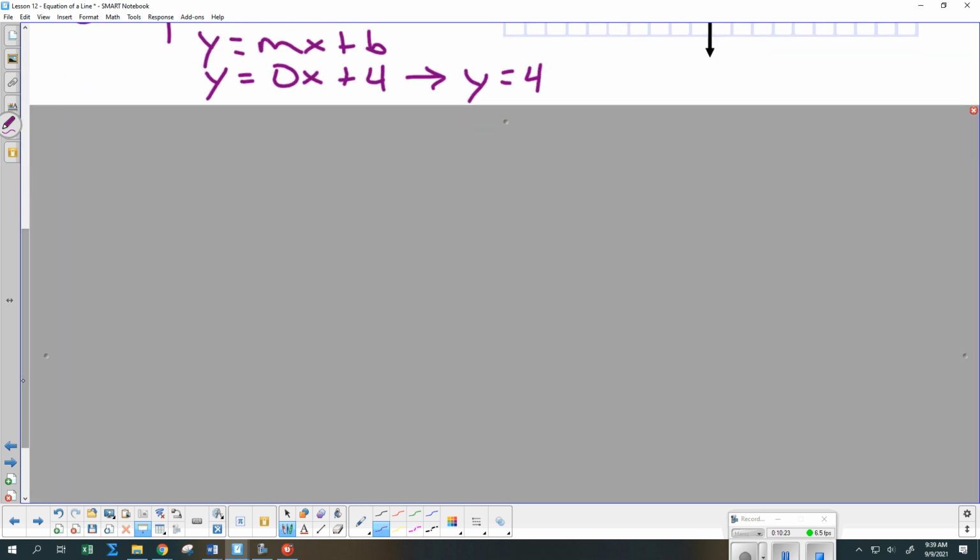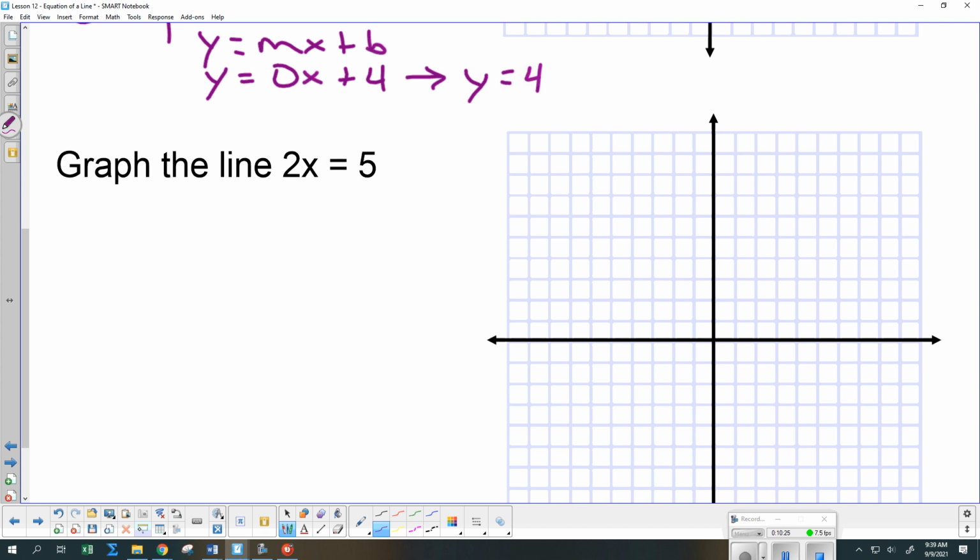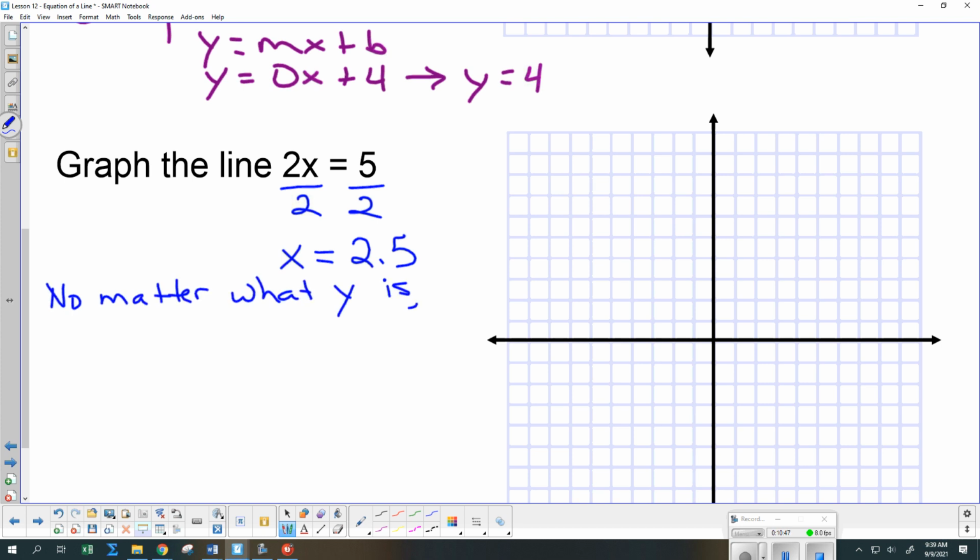Another special case. This time 2x equals 5. So this time I don't have a y in there, so I divide by 2, and I say x is 5/2 or 2.5, whichever way you like to think about it. That says no matter what y is, x is always 2.5.